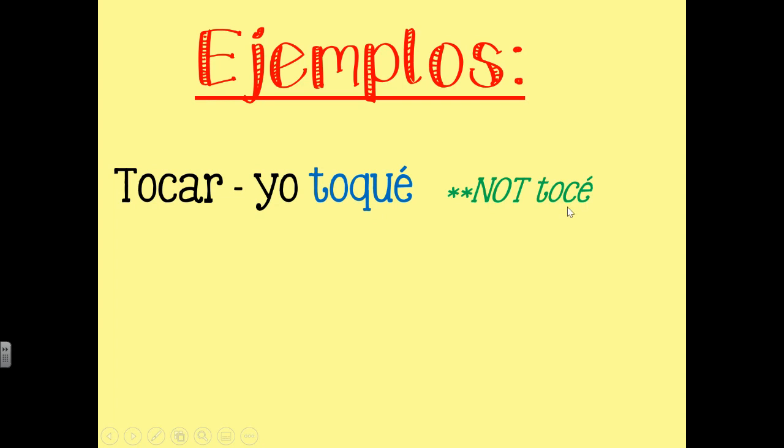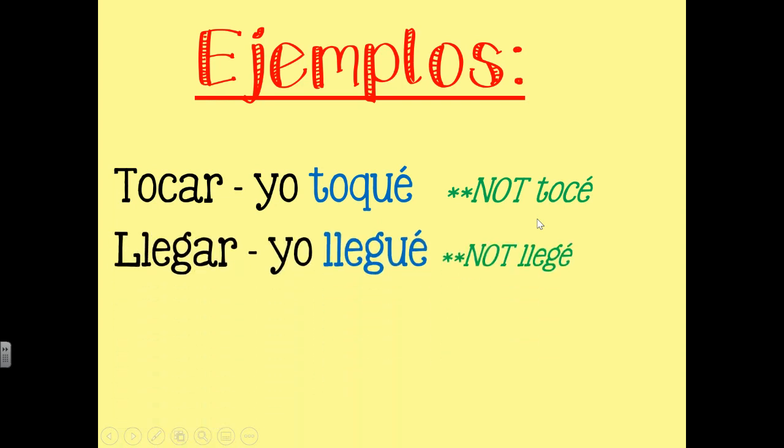If you notice here, I put in parentheses what you might want to put if you forget that this one's irregular and has a spelling change: you would drop your AR and add an É. But this word is pronounced with a K sound, and a C when followed by an E makes an S sound. So to keep it sounding like the original verb tocar, it changes to this spelling change, toqué. Tocar, toqué, not tocé.